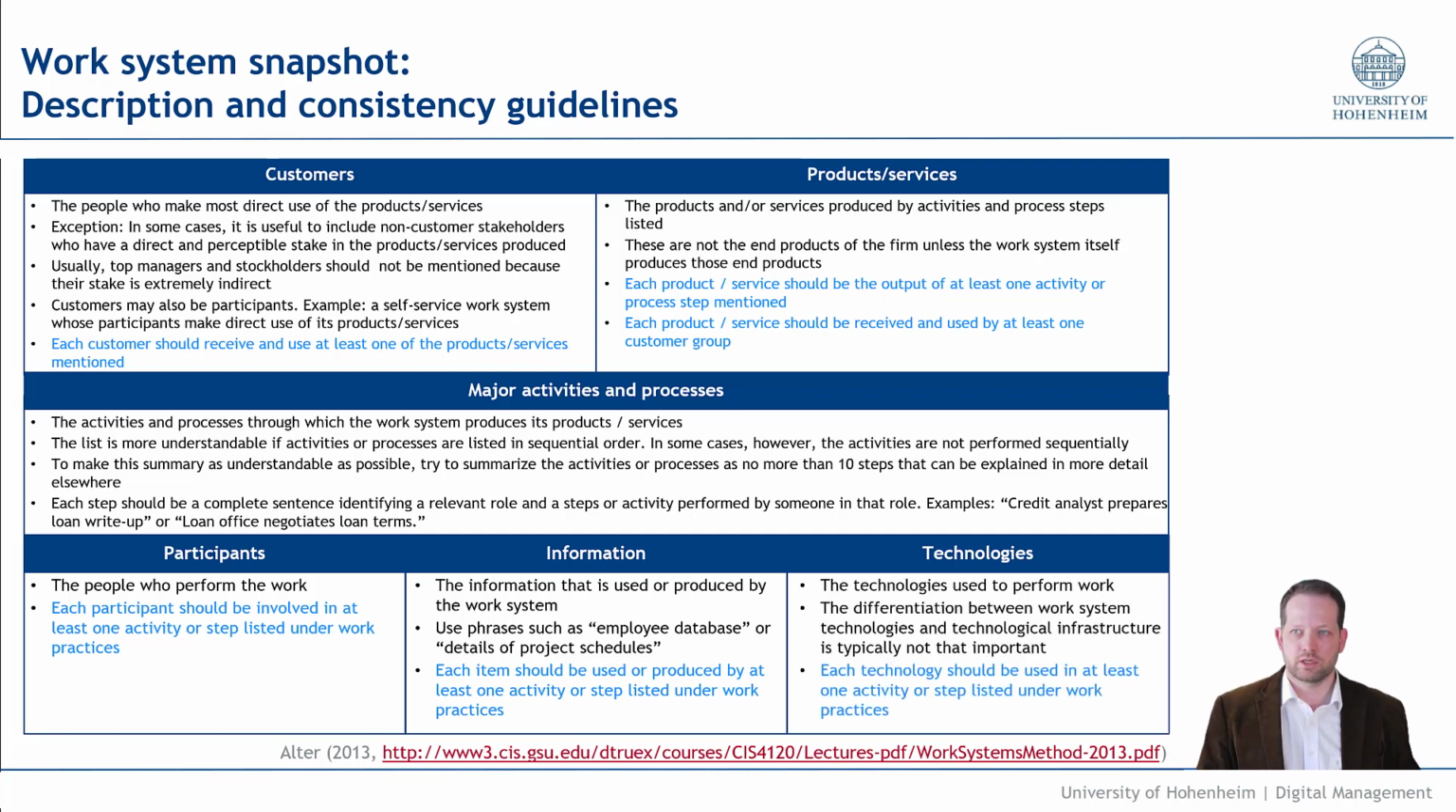And finally, to close it off with the technologies, these are the technologies used to perform the work. The differentiation between the work system technologies and the technological infrastructure, if you think about this triangular model and the gray shaded area around it, there we have the infrastructure. The differentiation between work system technologies and technological infrastructure is typically not that important. It's a little bit arbitrary where you put something. Each technology should be used in at least one activity or step listed under work practices.